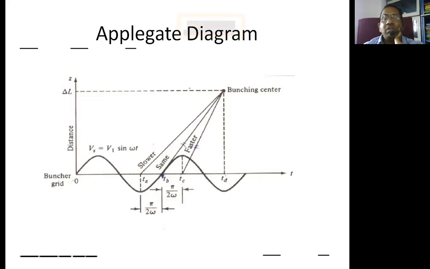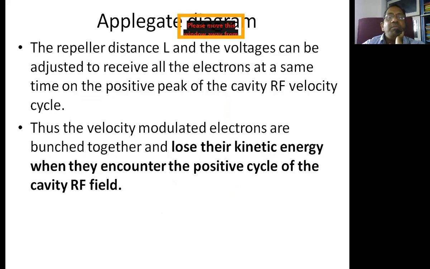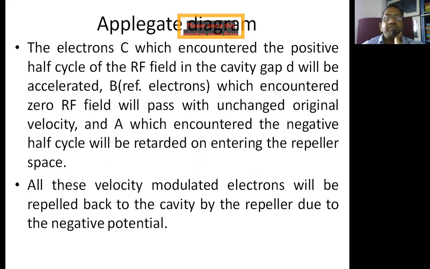How is B electron? With respect to B, A is coming before B. Therefore, it is called an early electron. C is coming after B. Therefore, it is going to be called a late electron in the time scale. Something like a delayed version. Okay, so based on that, we can explain the operation.